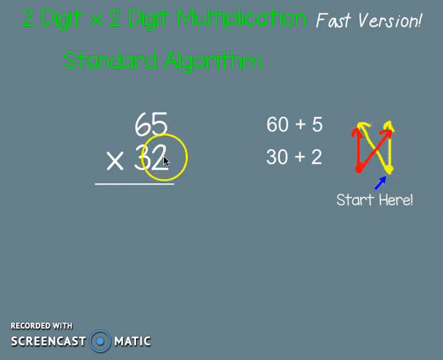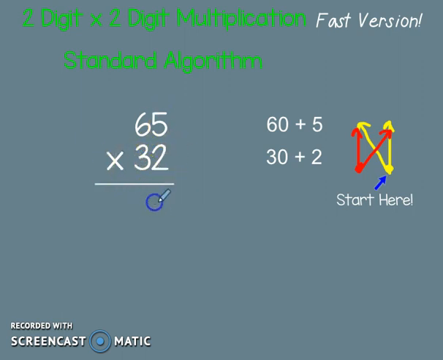We start with the ones, multiply straight up, then we multiply the ones crossing over to the tens, and then we bop over to the tens and multiply across and then straight up, making sure that we multiply every part of a problem. So let's go ahead and start with 2 times 5.